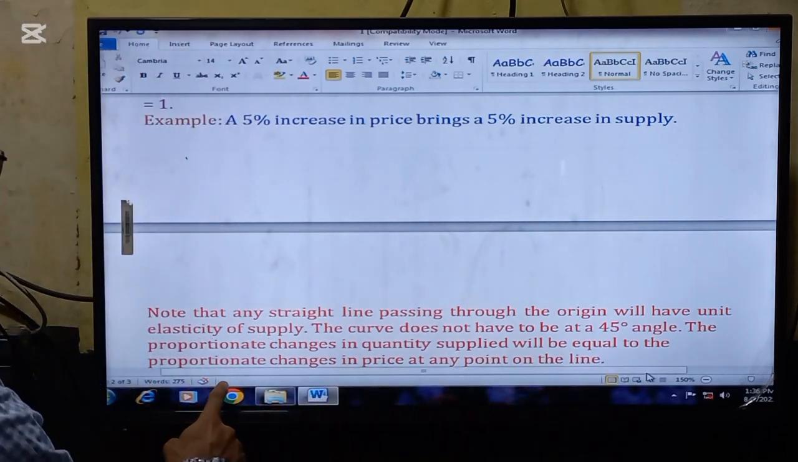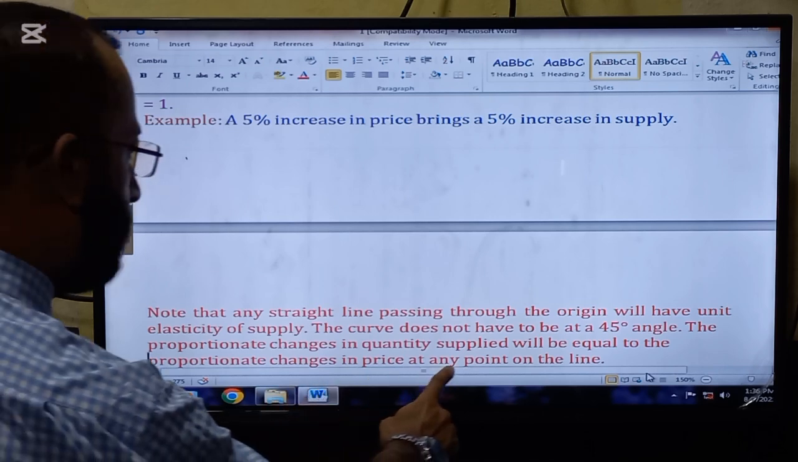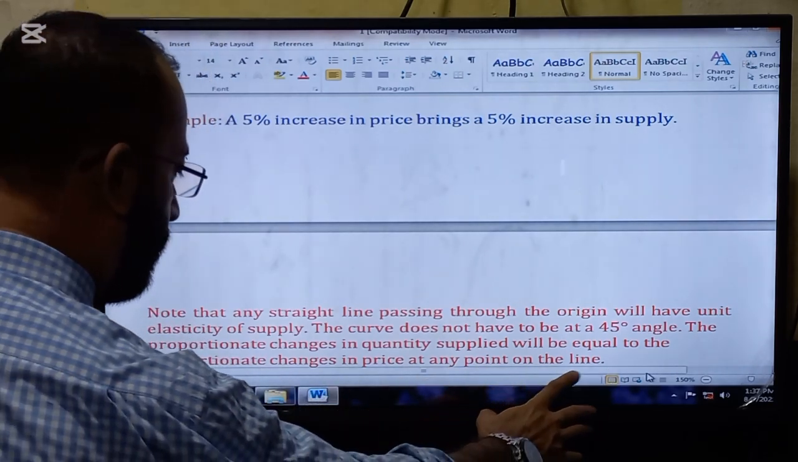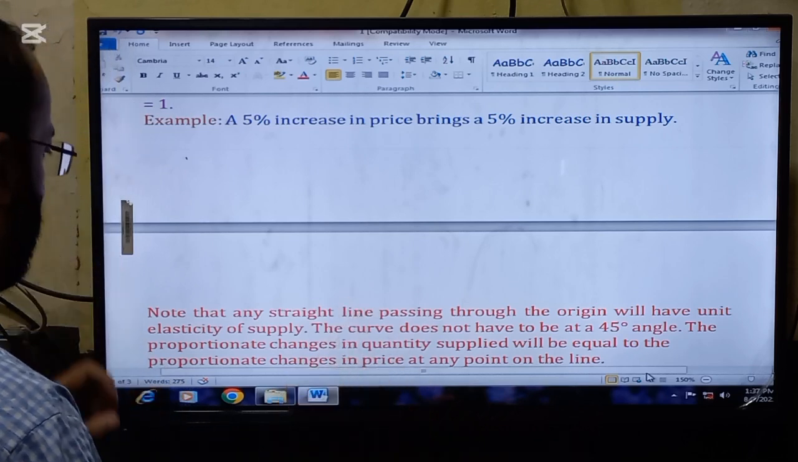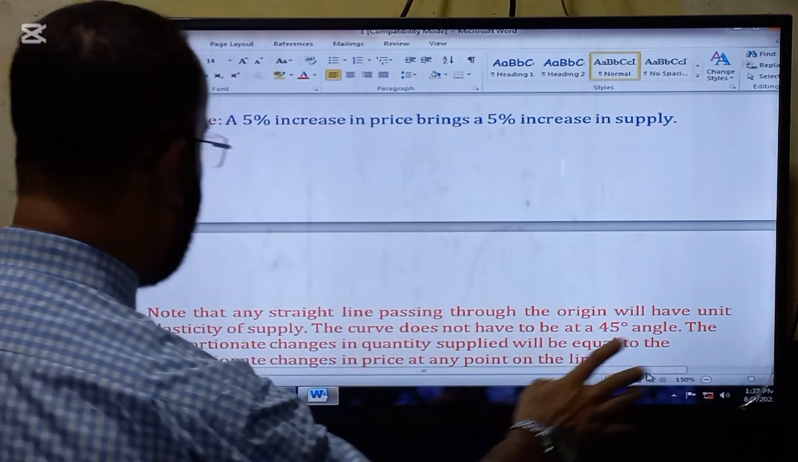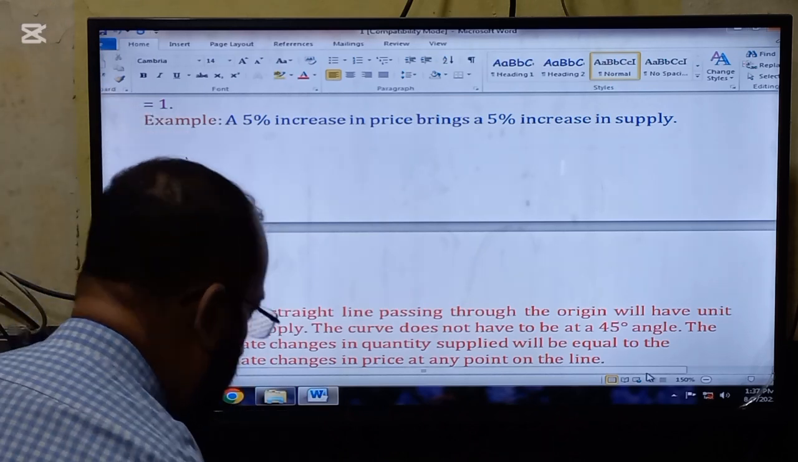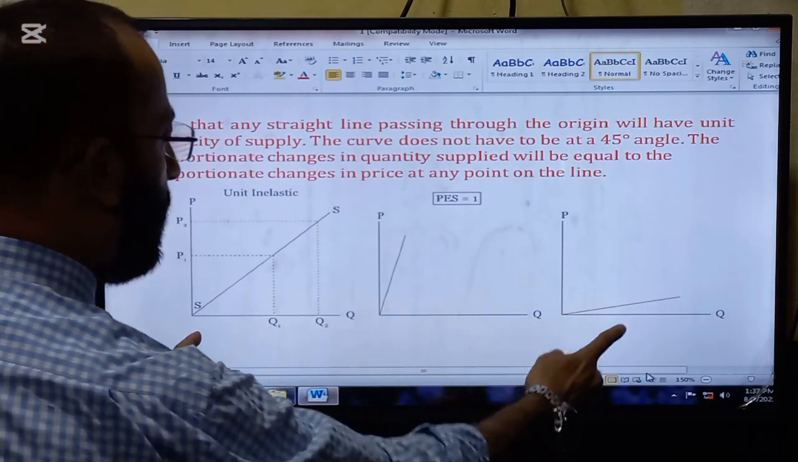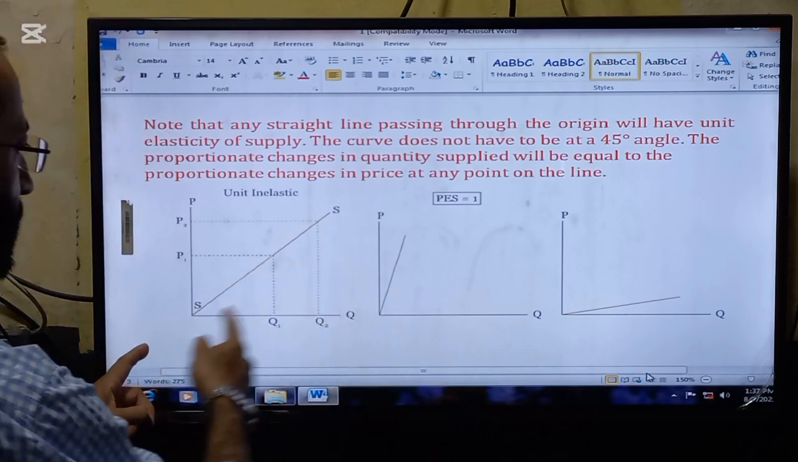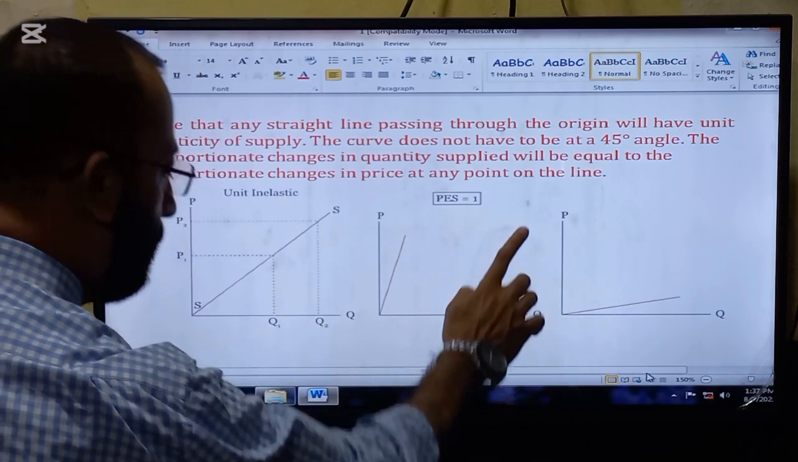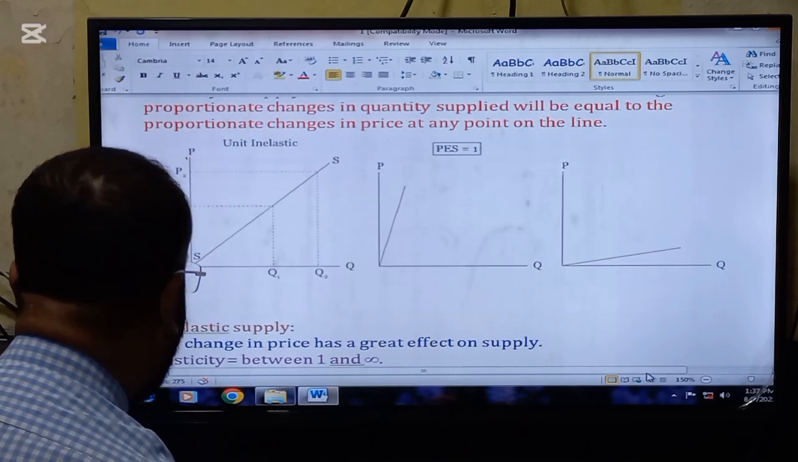The proportionate changes in the quantity supplied will be equal to the proportionate changes in the price at any point on the line. So the point to be noted is any straight line passing through the origin will have a unit elasticity of supply. And here you can see different cases. In all three cases, the straight line is passing through the origin. So these have price elasticity of supply equal to 1.